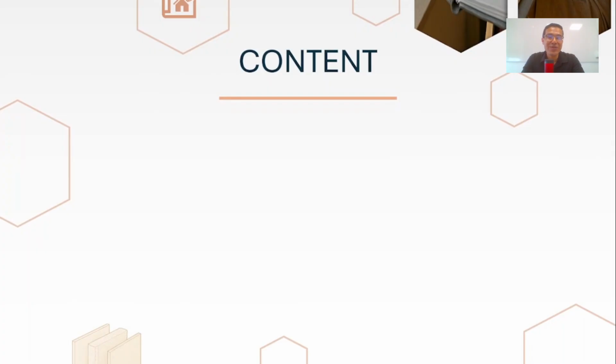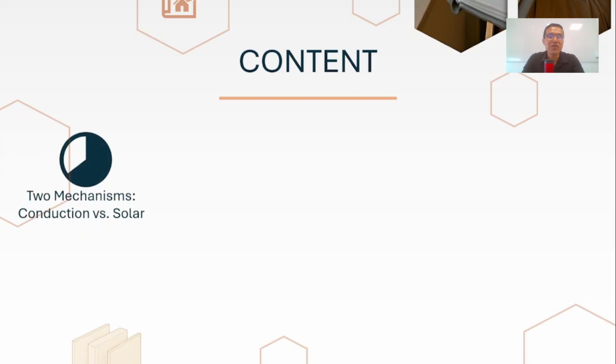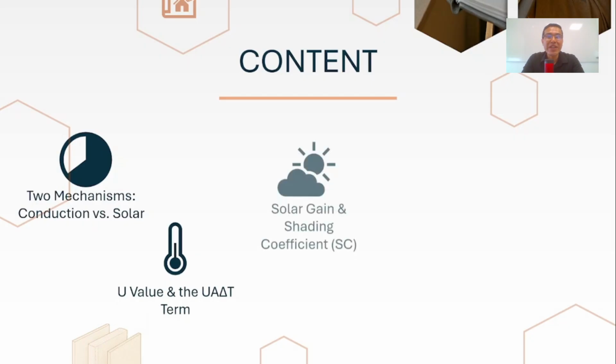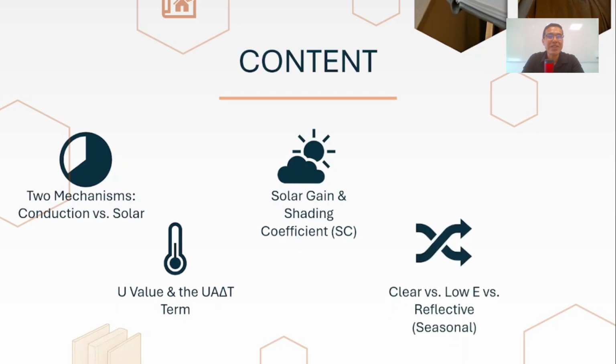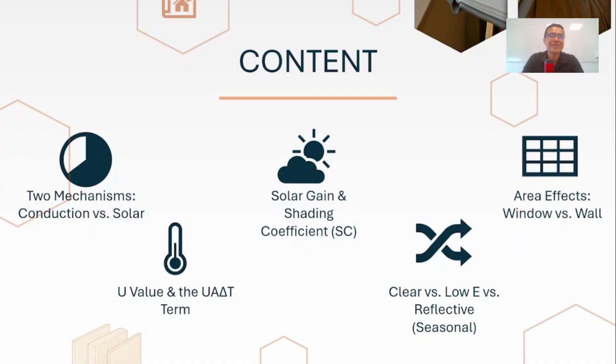Now, before we get into the analysis, let's map out our journey. Here's a quick look at what we'll cover in the next few minutes. We'll start by breaking down the two main ways heat moves through your windows, conduction and solar gain. Then we'll dive into the U-value and the solar shading coefficient. These are the key numbers you need to understand. After that, we'll compare a few different glass types and then wrap up by showing you why a window's size and area can have a huge impact on your total heat gain.